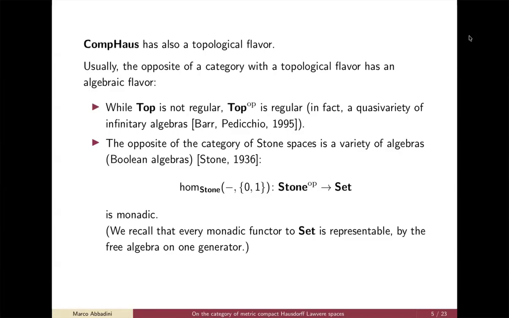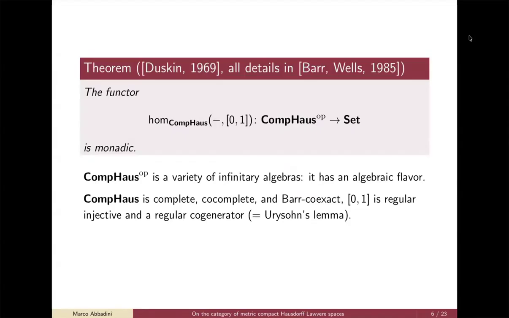So any monadic functor over set is representable by the free algebra on one generator. And here in this case, if you want to skip Boolean algebras and start directly from Stone spaces, this functor is represented by the two-element space 0, 1. Okay, but now if we take this monadic functor and we tweak it a bit, and instead of Stone spaces, we take compact Hausdorff spaces, and here, instead of the two-element space, we take the unit interval, then we get a monadic functor still.